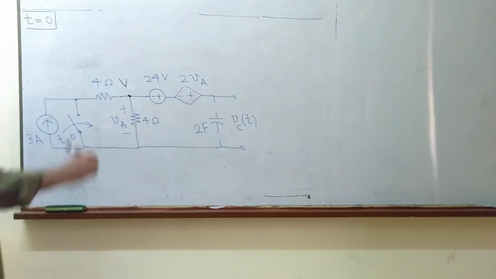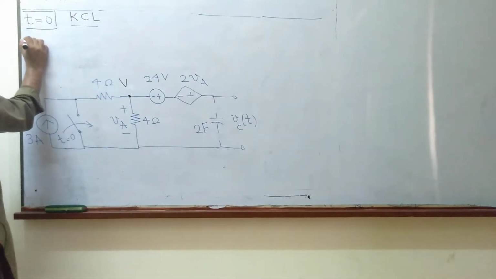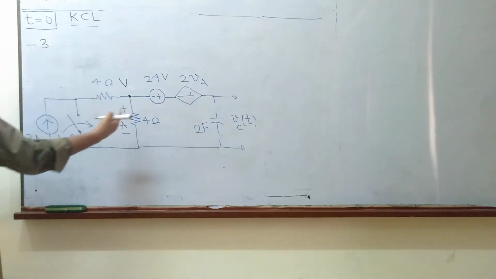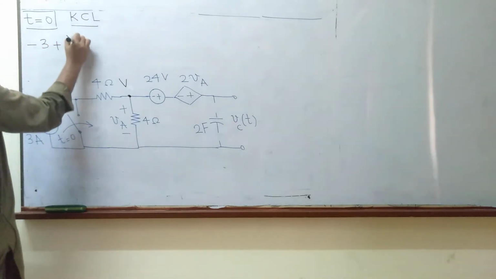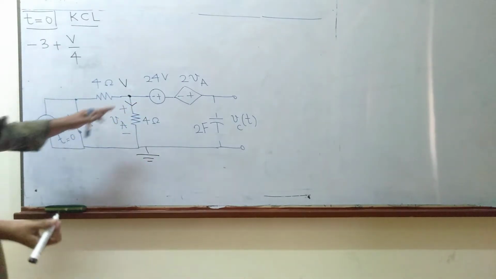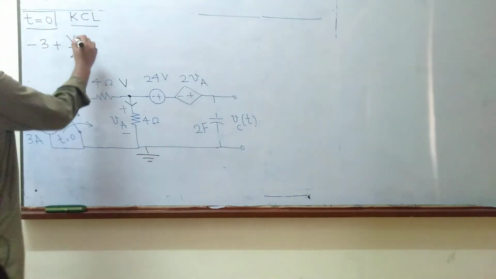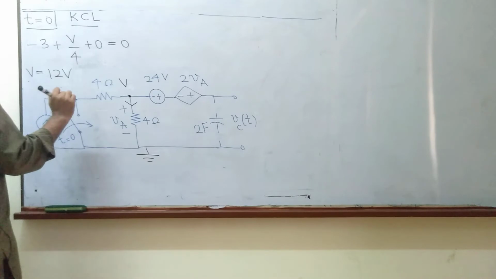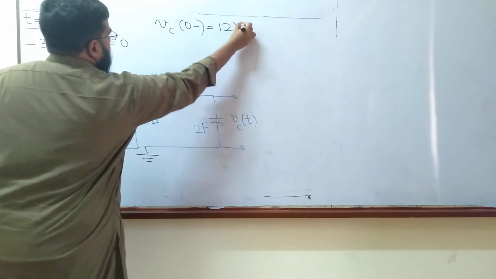So let's assume a voltage V here and write KCL, Kirchhoff's current law equation, for this node. V minus, there is a 3 ampere current source entering this node, therefore it will be taken as negative, minus 3 plus V over 4, the current in this branch, this is ground. But the current in the capacitor branch is 0 because the capacitor is open circuited and there is no current flow. So this plus 0 is equal to 0. So V comes out to be 12 volts.